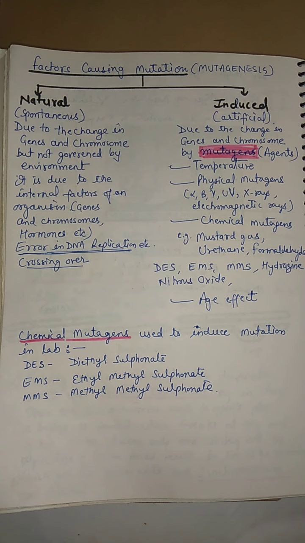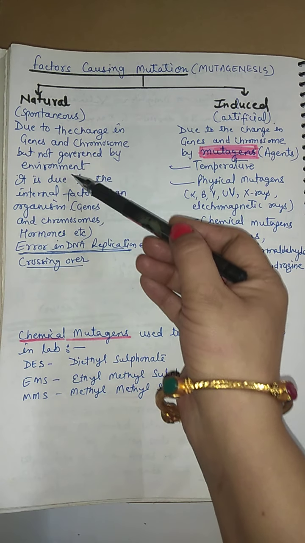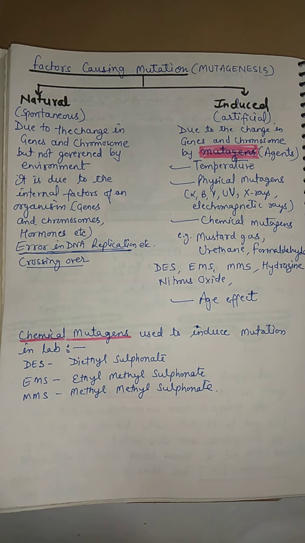The process by which mutations appear is called mutagenesis. There are many factors which cause mutagenesis. One is natural mutagenesis, and the other is induced mutation. Natural mutation is also called spontaneous mutation. This appears in an organism without the interference of the external environment.